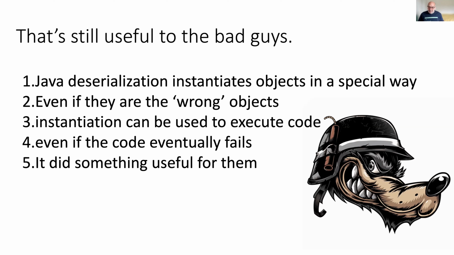Now, even if they're the wrong objects, they have still been instantiated. And as you'll see in a minute, instantiation may not mean that your constructor gets called, but other code can get executed, even simple things like static initializers. And even though this might all fail in the end, maybe because the object we've created won't fit in the field type and we get that class exception, even when it's all failing, it can still be good for the bad guys. They don't necessarily care that it's successful. They just care about the journey and the code that gets run getting there.